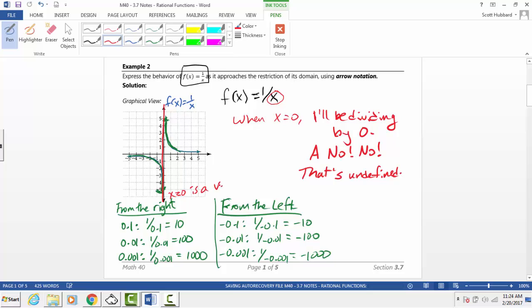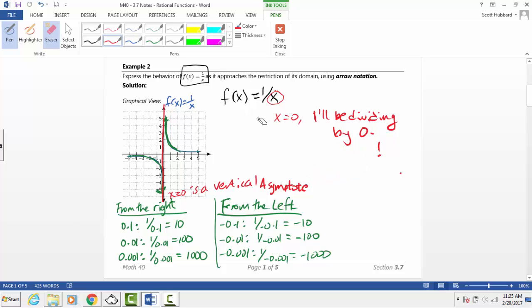That is a vertical asymptote. Crazy name, I know, I didn't come up with it. So we have to be able to write about it though, and what I just wrote with all these tables, it takes a long time. So there's got to be a faster way to write out all this stuff, and there is, and the way we do that is what's called arrow notation.